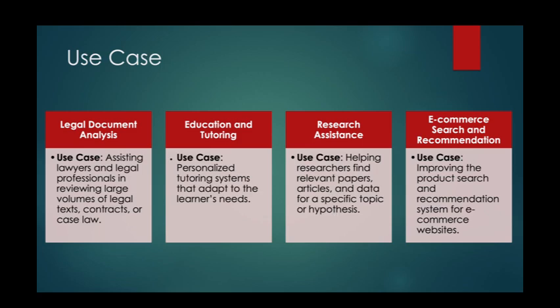Then moving on to research assistance. In this, we help researchers find relevant papers, articles, and data for a specific topic or hypothesis. How exactly does it work? RAG can retrieve relevant research papers, patents, and datasets from scientific databases and summarize key insights or results that are related to the research queries.